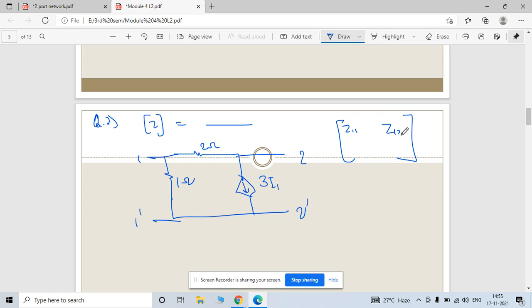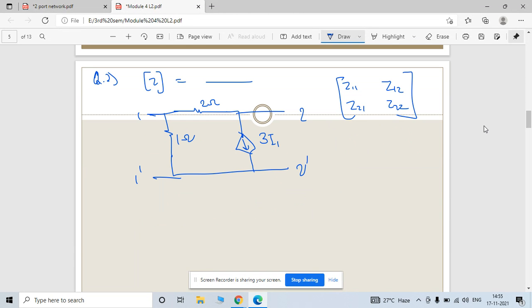Last, minus 2, 1, minus 8, 3. Yes. What is Z11? Minus 2. Minus 2. Yes. And Z22? Z22 is 3. Z12 is 1. And Z21 is minus 8. Yes, this is right.